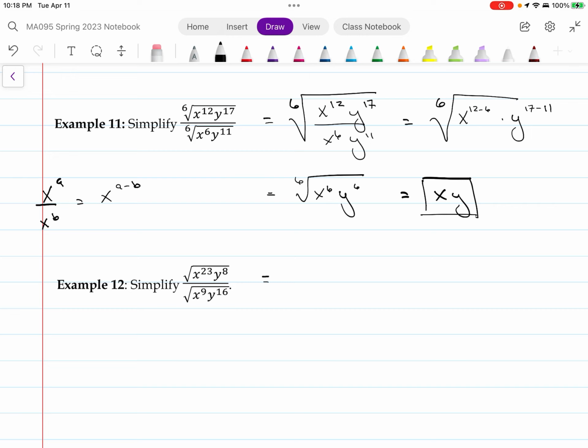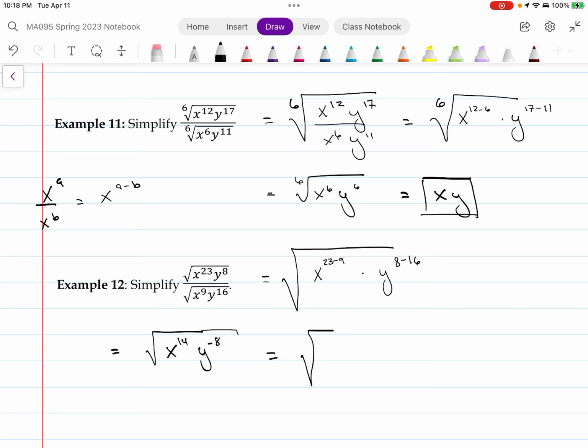All right, so if you put this all under the same one, you would see that you have x to the 23 minus 9 and y to the 8 minus 16. All right, so that gives me x to the 14, y to the negative 8. Sorry, I think I got the right thing, wrong thing written down. Okay, so that's all under the radical. So let's fix that, because that should be x to the 14 over y to the 8, like that.